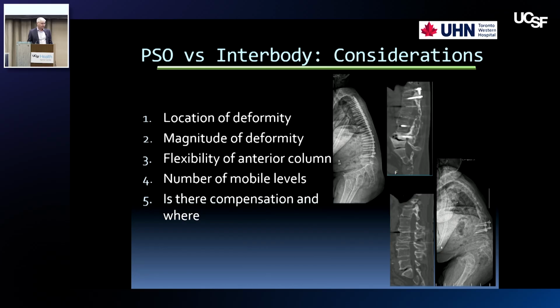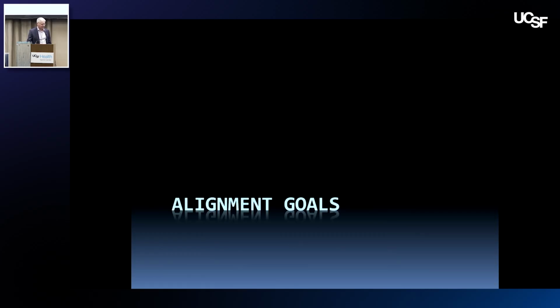Some of the considerations that I use: first of all, how big a deformity you have. Where is the deformity? How flexible is your anterior column? How many levels can you actually rely on to get correction? And what kind of compensation are you seeing through the legs and through the rest of the spine? So all these are some of the things that we have to think about. And then obviously the magnitude of the surgery and the morbidity of the surgery that you're going to have.